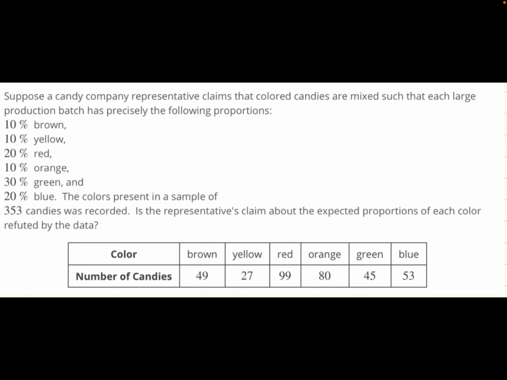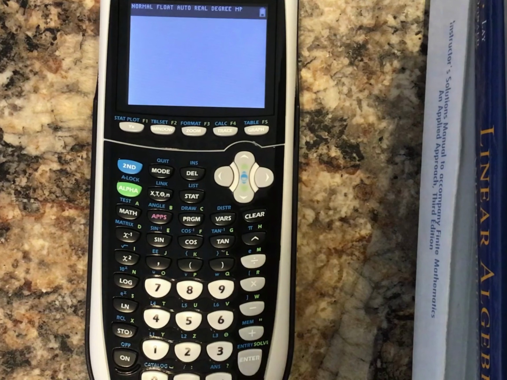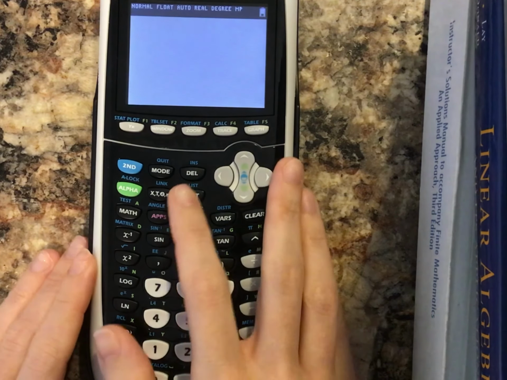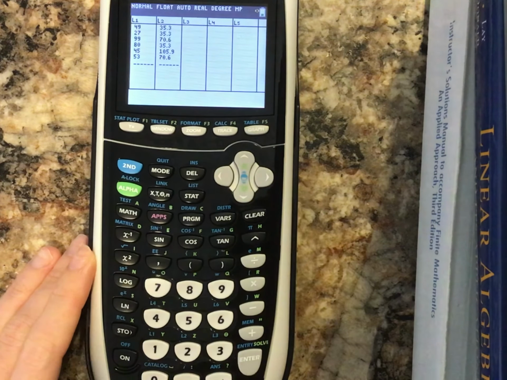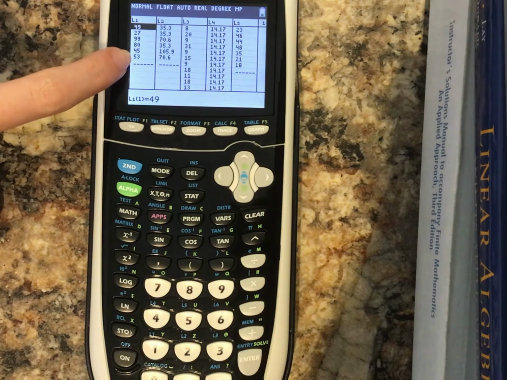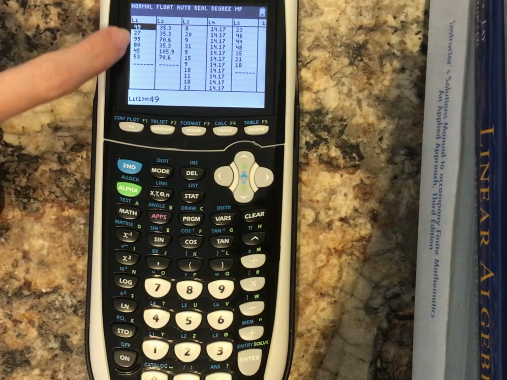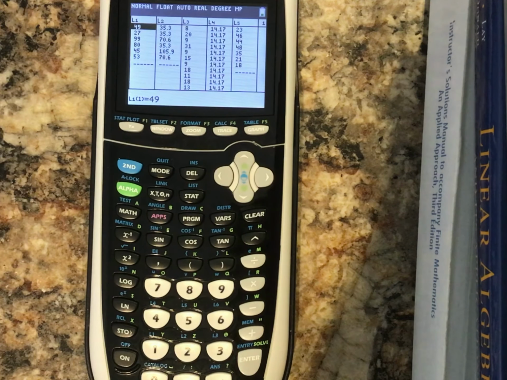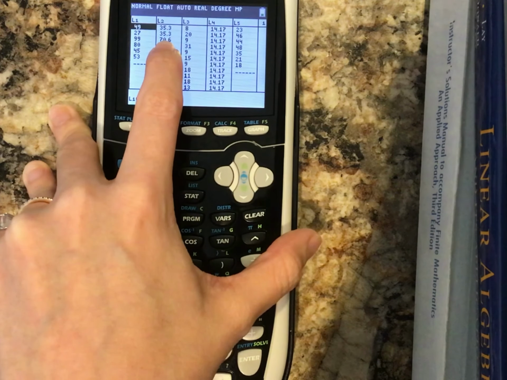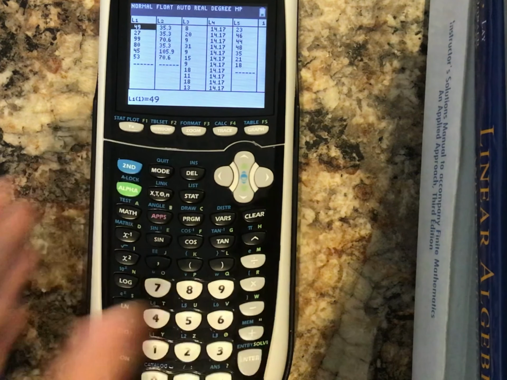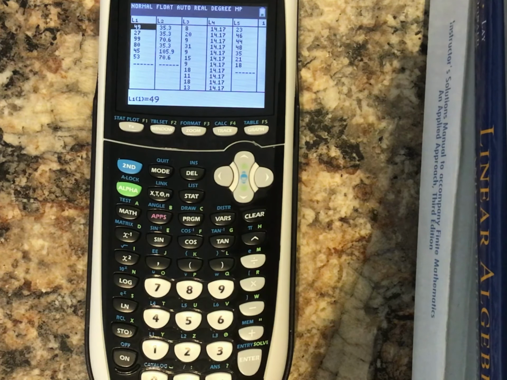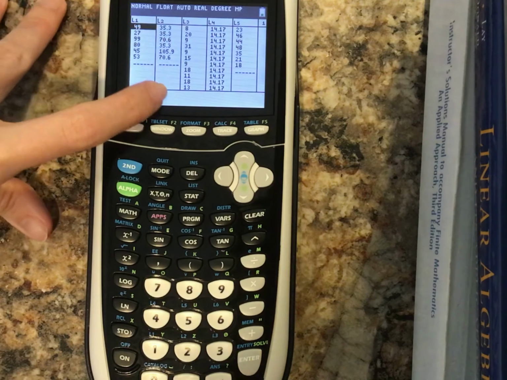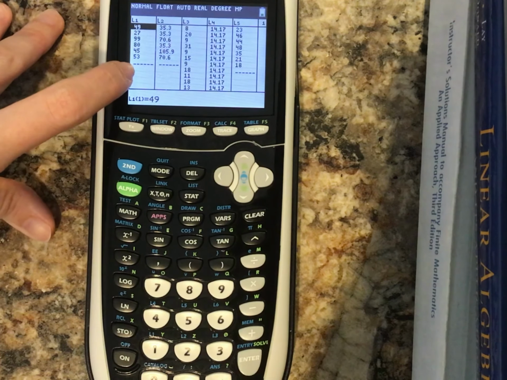So what you're going to do is go to your calculator. I'm going to go to Stat and Edit. You'll see in list 1, I have put my list of observed values. So that was the list in the table of how many there are of each colour. In list 2, I have figured out each of those percentages of 353. So 10% of 353, 10% of 353, 20%, etc. I've actually figured out the number of each colour that we expect. So that would be my expected list. This is my observed list.